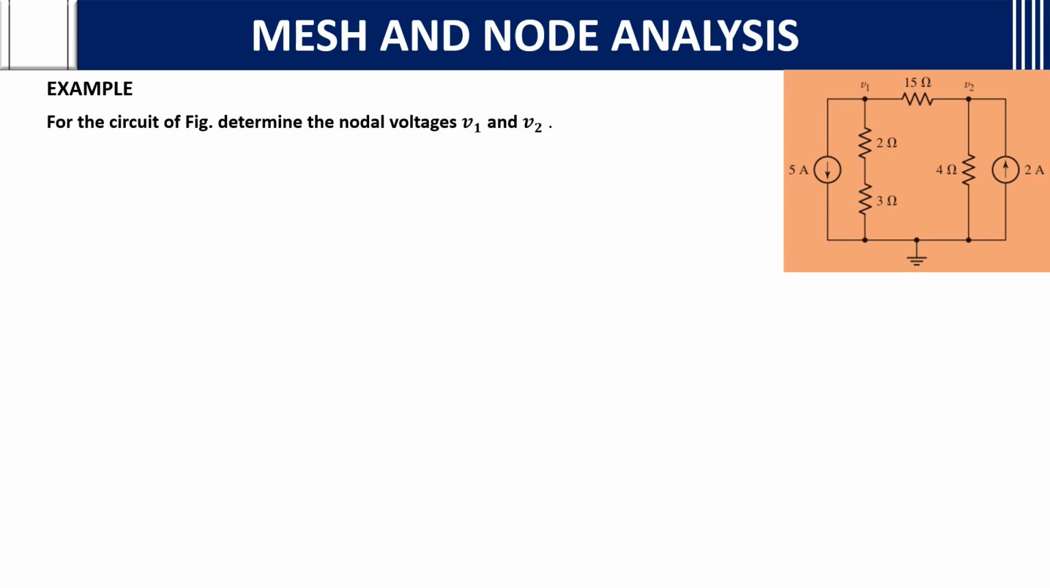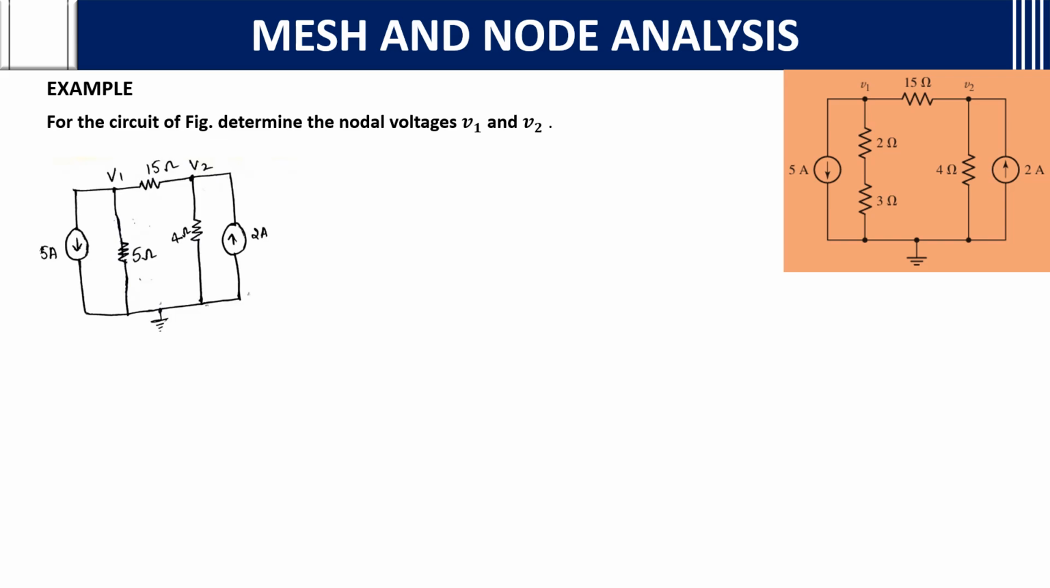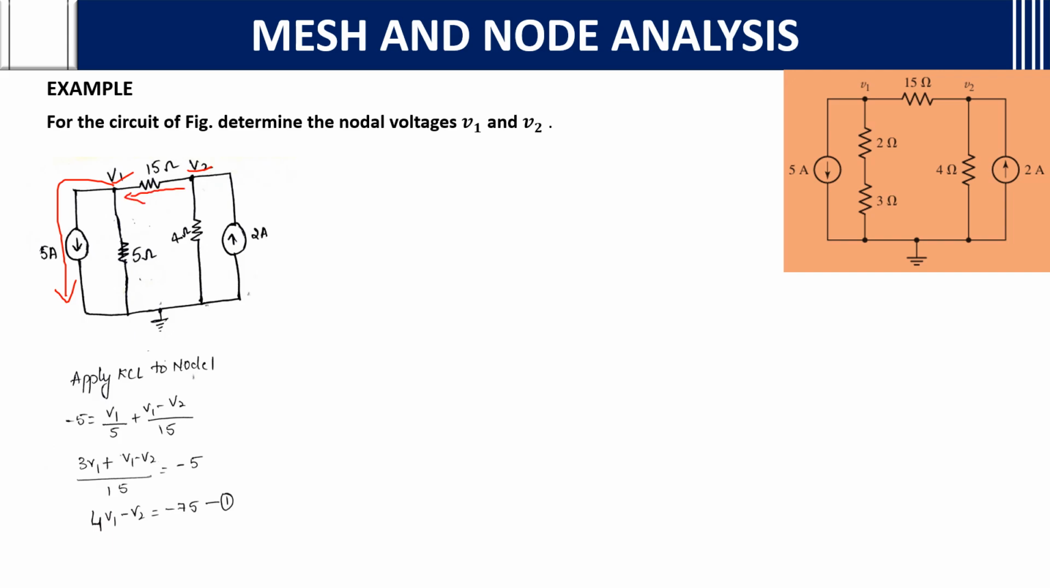They have already given the reference point and V1 and V2 also. If they have not given, we need to take them. Now if you see, 5 is going outside of the node. We'll apply KCL to node 1, and if you take these two currents as coming inside, then minus 5 outgoing, minus 5 is equal to, because it is the opposite sign. Actually, incoming equals outgoing.